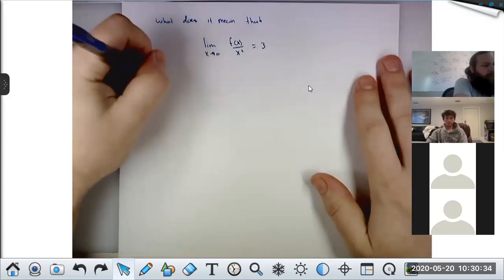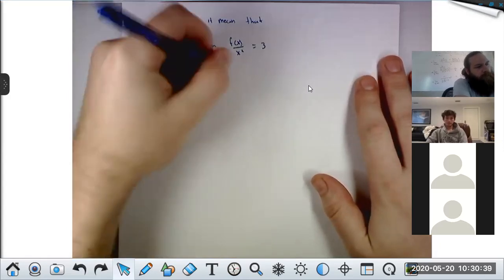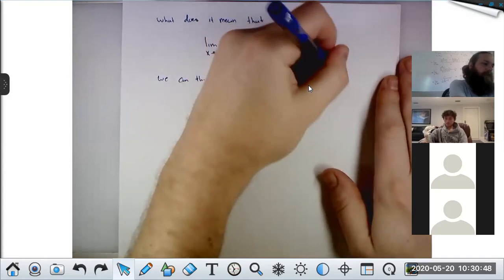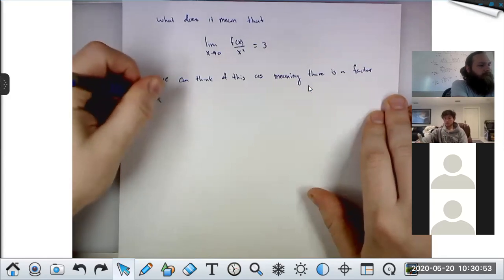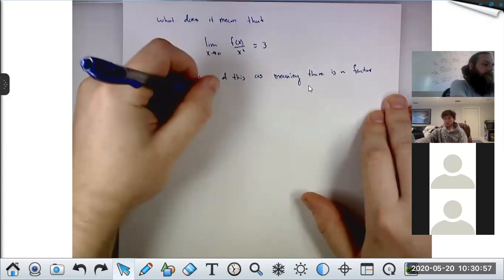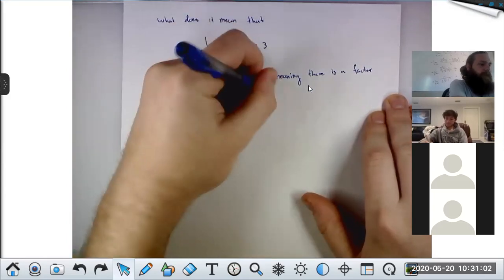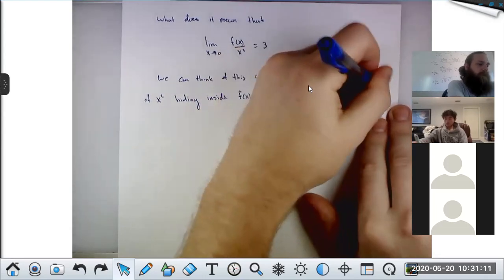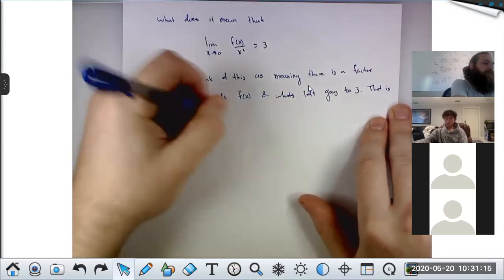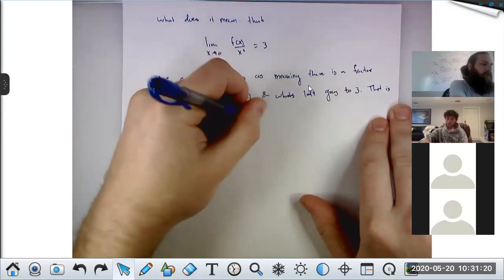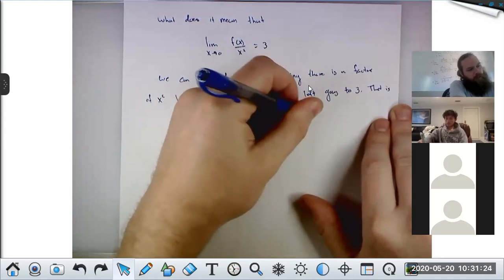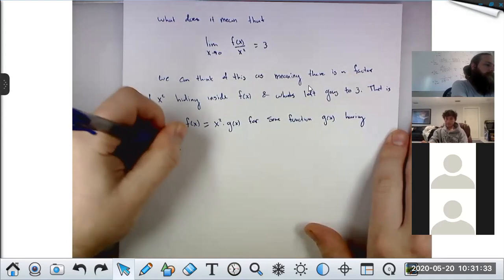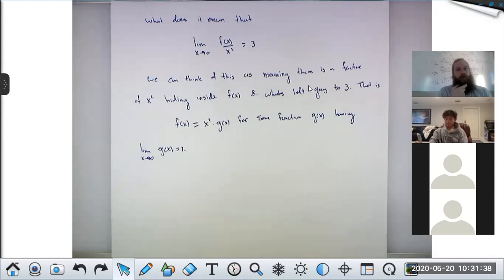We can think of this as meaning there is a factor of x squared hiding in the top, hiding inside f of x. And what's left goes to 3. That is, f of x is equal to x squared times g of x for some function g of x having the limit as x goes to 0 of g of x equals 3. This is really what's going on here, and it's an intuitive thing.